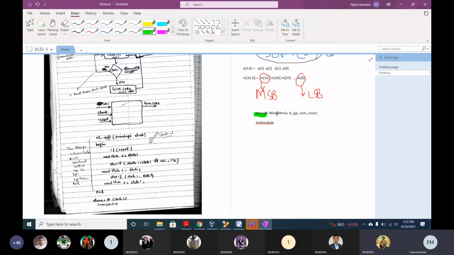What are the inputs? If you look at A, B, C in, are A, B, C in the inputs or the outputs? Inputs. And what are the outputs? Sum and C out. The outputs.